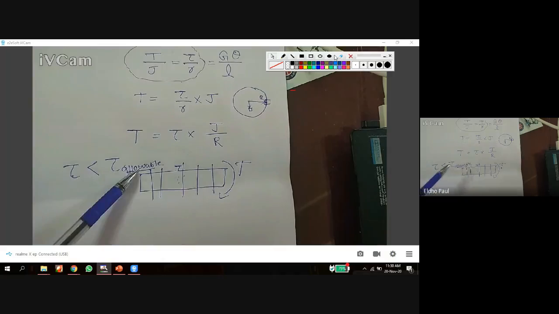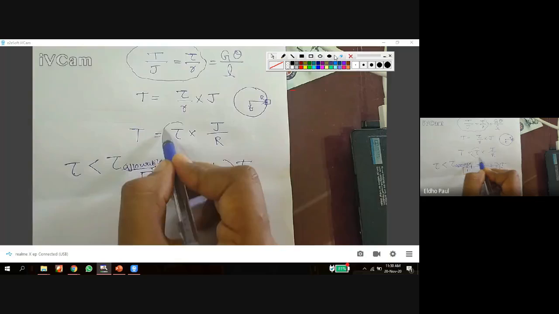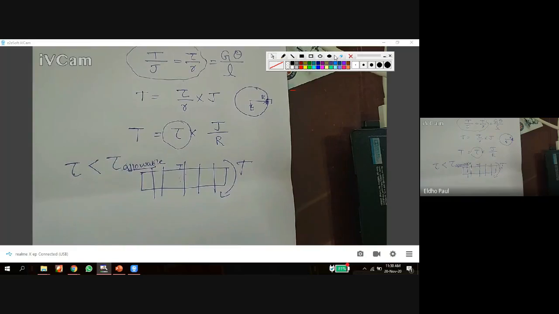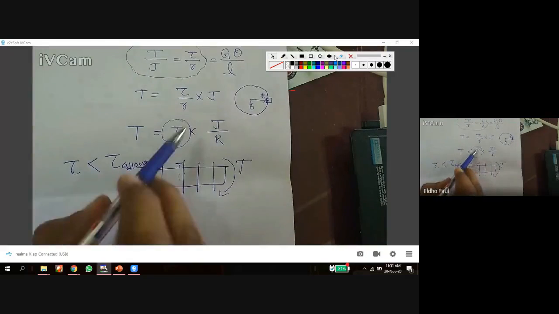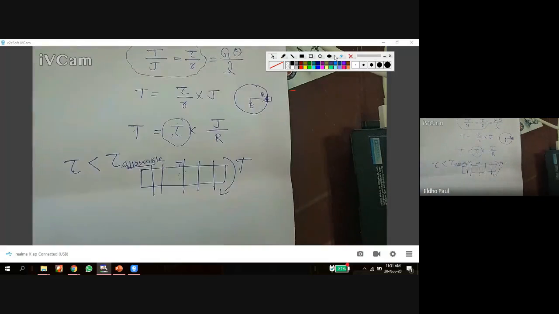The shear stress developed by this torque should be less than the allowable shear stress of the material. So is our aim to increase or decrease this tau value? Should the developed shear stress decrease or increase? It should decrease. So while designing a shaft, our aim is to decrease this tau value for a particular torque transmission.